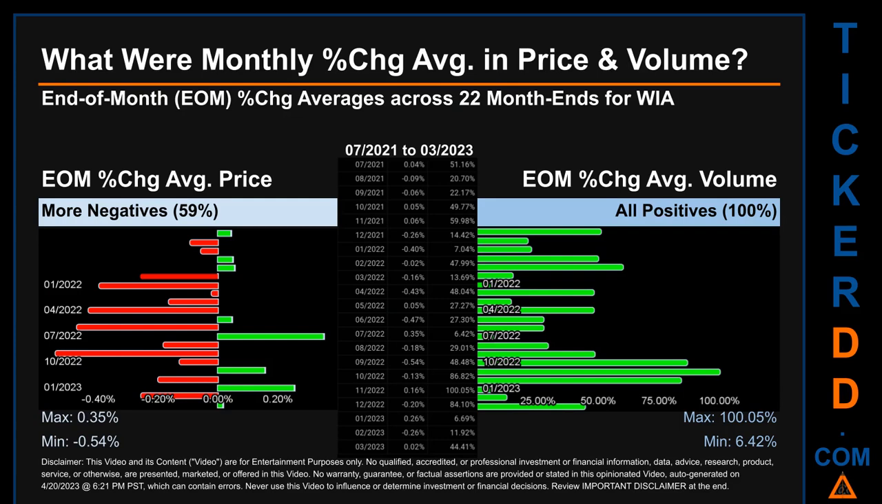Price saw an end-of-month max of 0.35% in average percentage change along with a minimum of minus 0.54%. For volume, the maximum and the minimum monthly percentage change were respectively 100.05% and 6.42%.